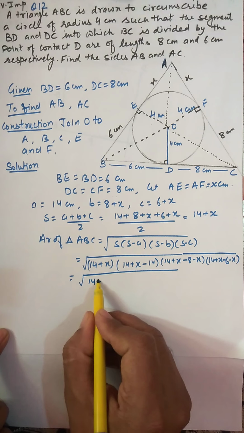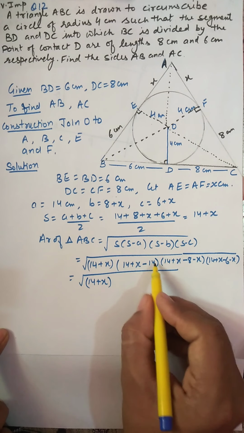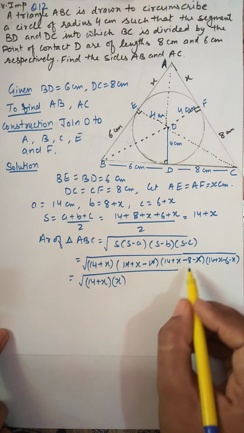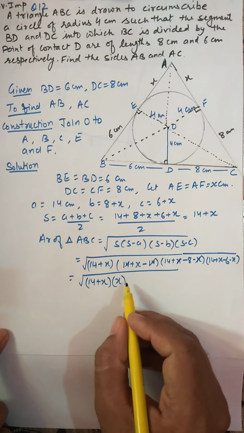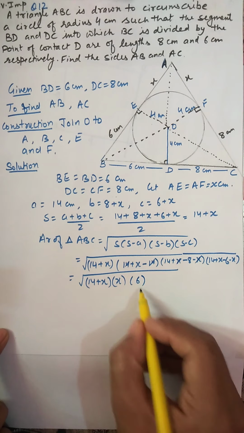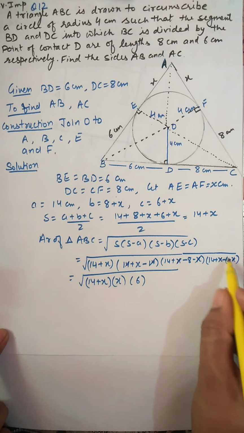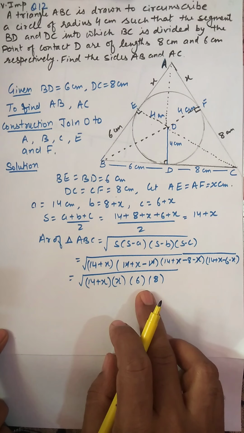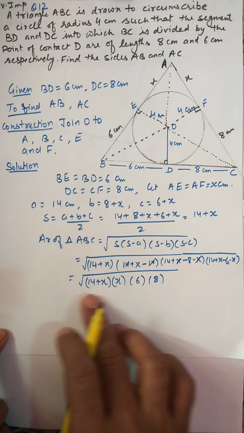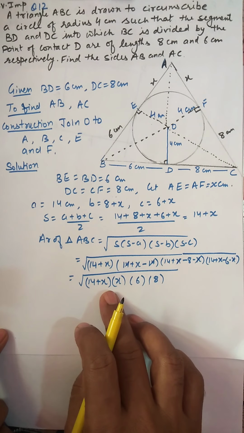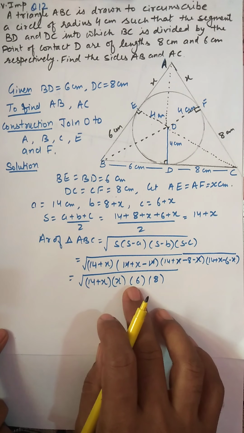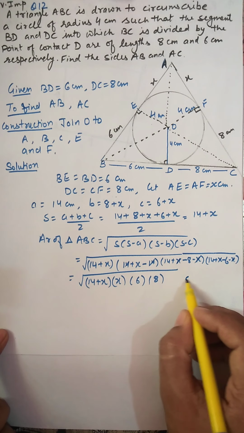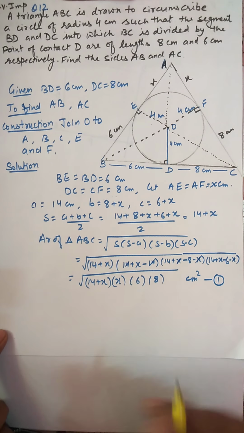This is 14 plus x, let it be in one bracket. This x and this x got cancelled. 14 minus 8 is 6, and this x got cancelled, and 14 minus 6 is 8. So this is the area of this triangle ABC. We can simplify it further, but we can leave the answer here for the time being. We mark this equation as 1, we write this as centimeter square, mark this as 1.